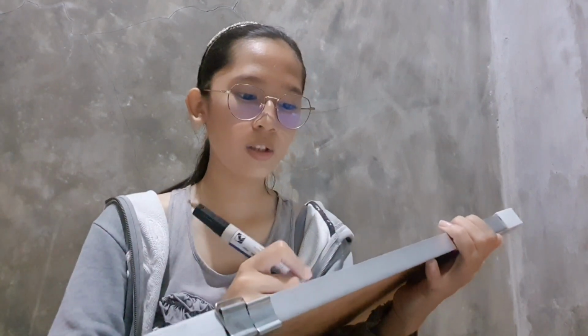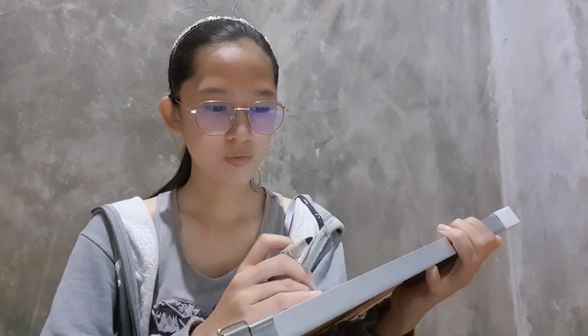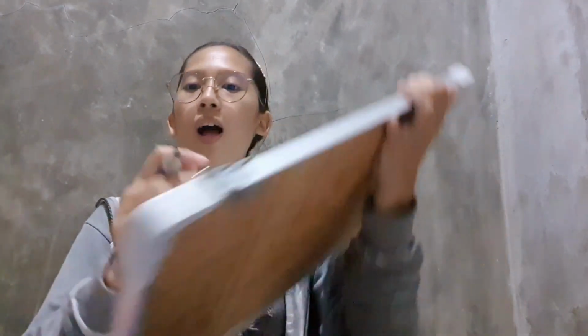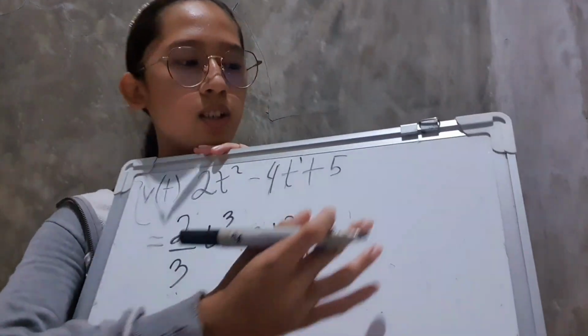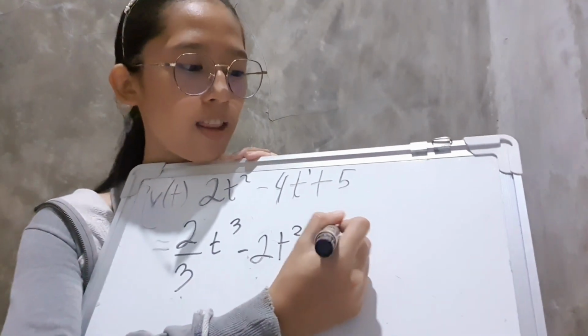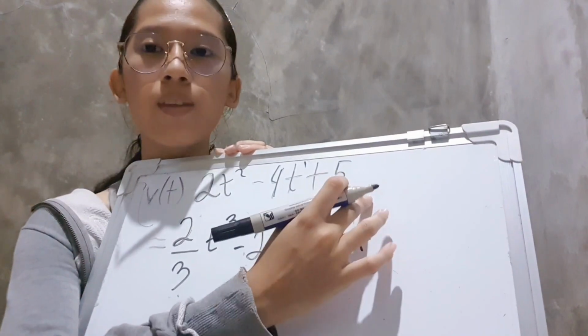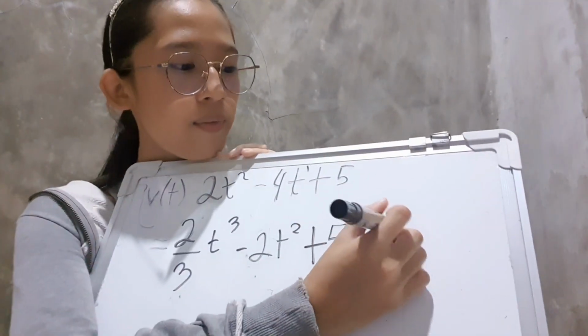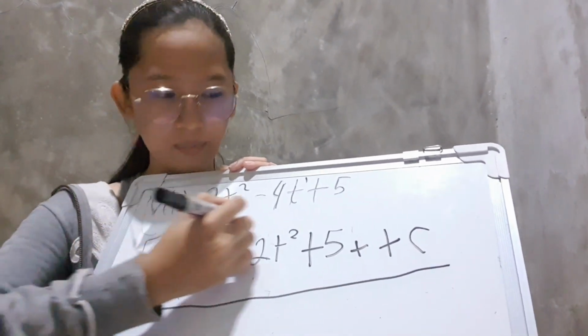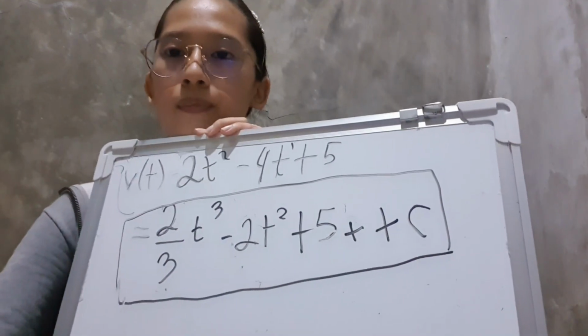So copy here, we have negative 2t squared. Sorry, 2t squared. So now on to our last term, which is the 5. So what I just said earlier, basically just add a variable, so it's going to be x. Then let's add our constant, which is c. So this is basically the equation and the answer to our word problem.